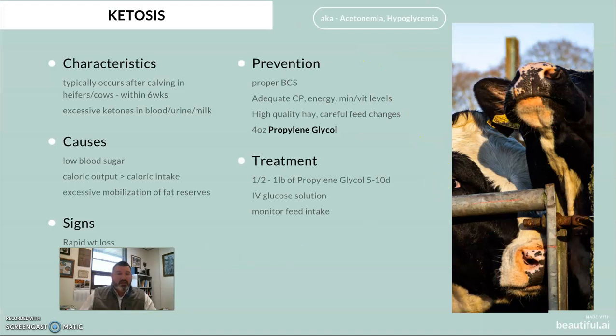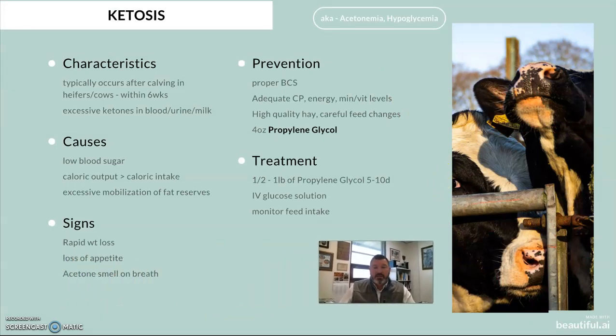Next disease we should chat about is ketosis, and ketosis will sometimes be associated with hypocalcemia. This one is acetonemia or hypoglycemia, signified by low blood sugar. We don't have enough sugar in the diet, don't have enough energy, and so cattle will start to mobilize fat off their back to compensate for the lack of energy, and eventually they'll just run out of that. They will be losing weight quickly. You'll actually have an acetone smell on the breath.